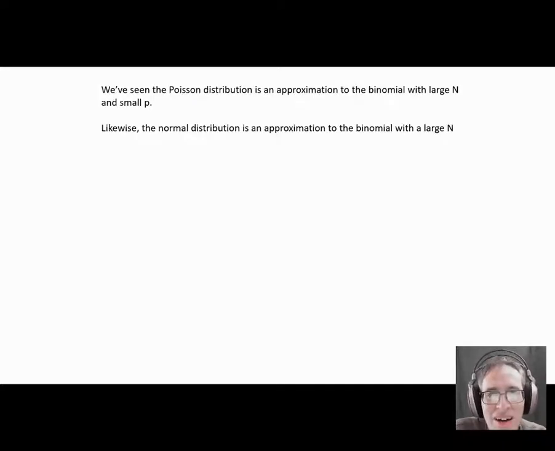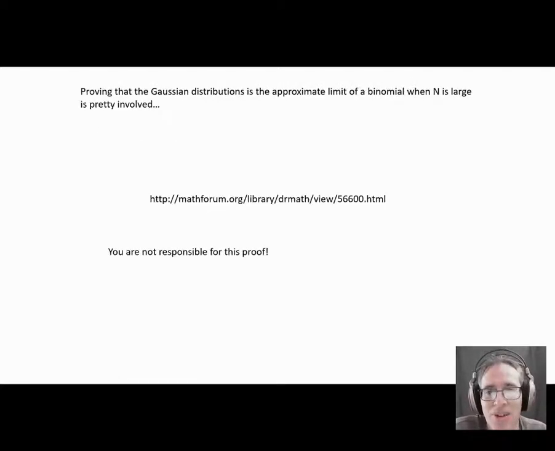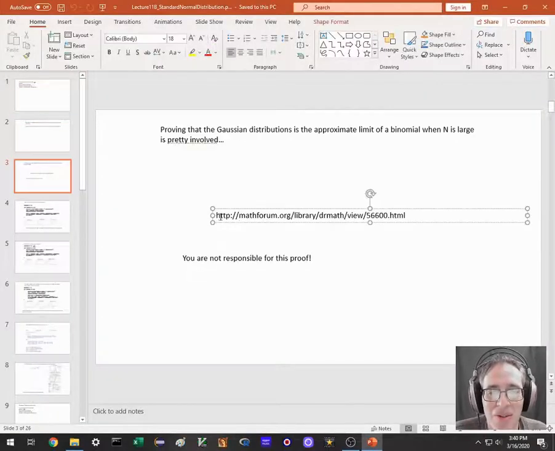So we've seen that the Poisson distribution is an approximation to the binomial distribution with a large n and a small p. And likewise, the normal distribution, we can think of it as an approximation to the binomial when n is large. So there's some math that shows this. You're not responsible for this math. So this is going to be a "smart people tell us" part of this class.